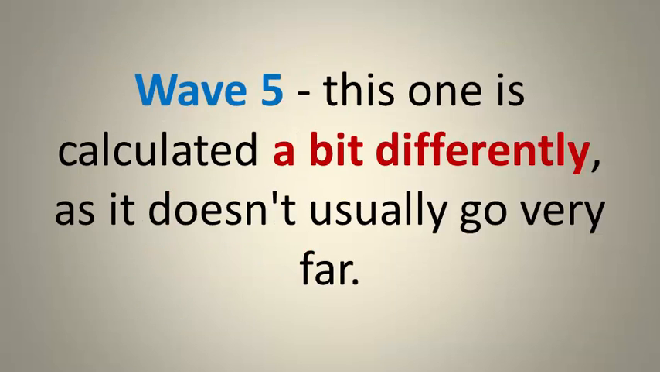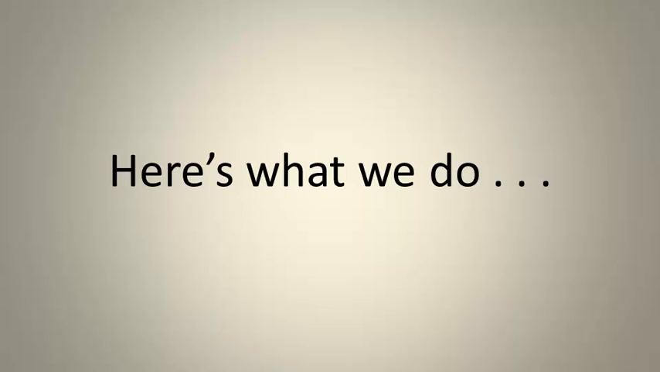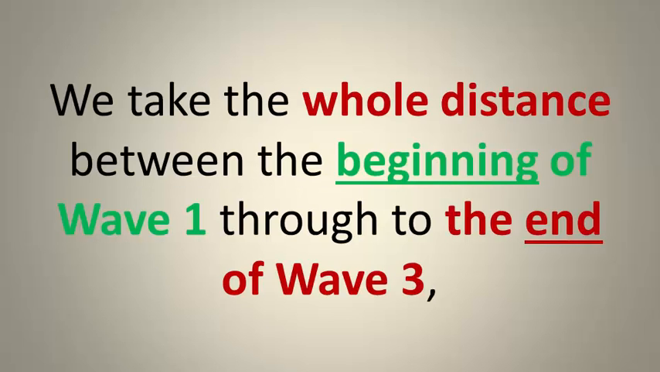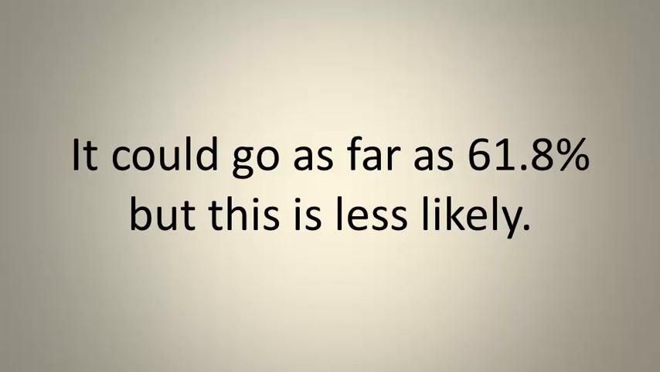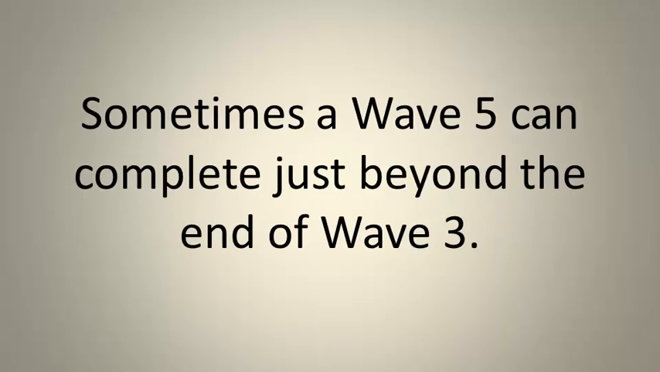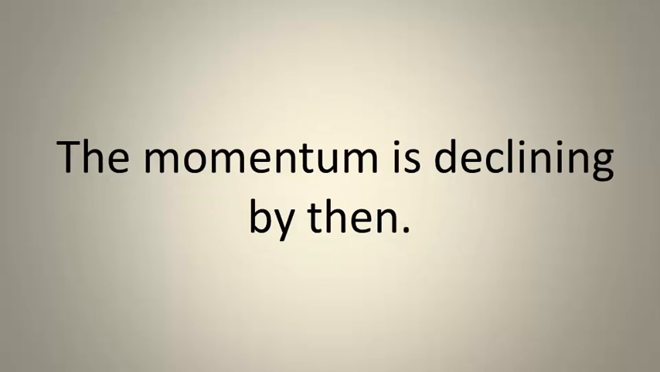Wave 5. This one is calculated a bit differently, as it doesn't usually go very far. Here's what we do. We take the whole distance between the beginning of wave 1 through to the end of wave 3, then from the end of the corrective wave 4, project another 38.2% of that distance. It could go as far as 61.8%, but this is less likely. Sometimes a wave 5 can complete just beyond the end of wave 3. The momentum is declining by then.